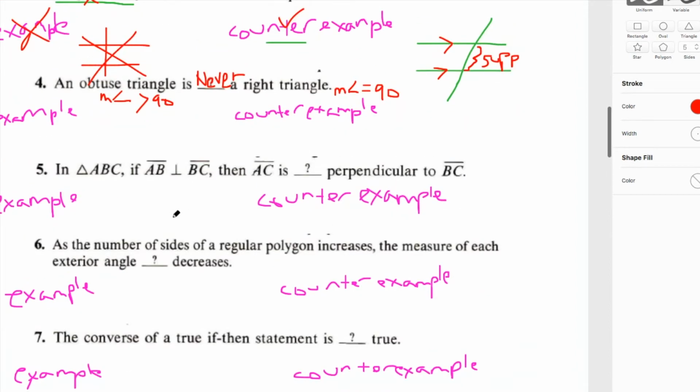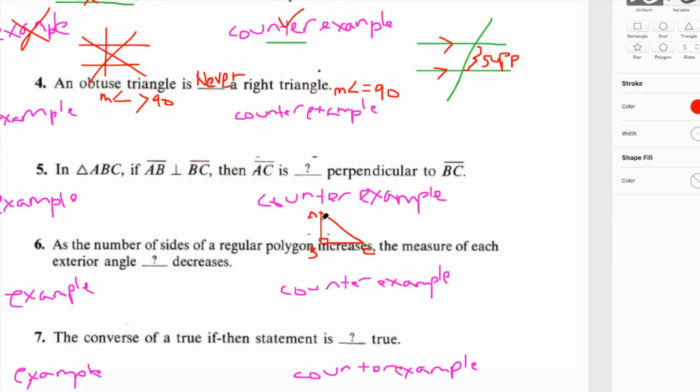In triangle ABC, if AB is perpendicular to BC, then AC is blank perpendicular to BC. Well, this is sort of getting at what I was saying a second ago. We're dealing with a triangle ABC, and if we have this here, I'll draw it in the counterexample area because I already know the answer to this, right? If we had triangle A, B, C, and we have a right angle at B, right?